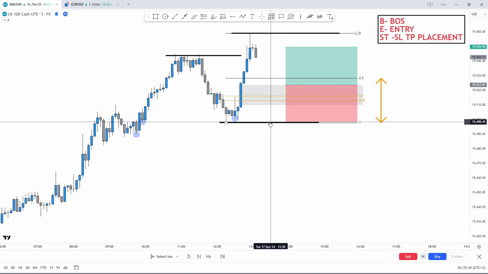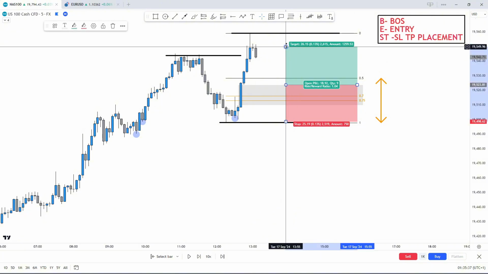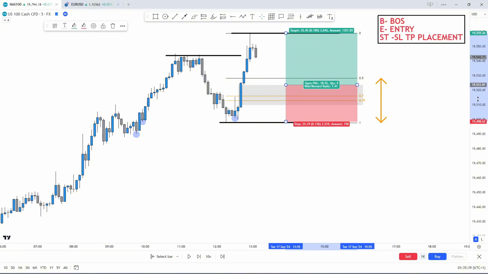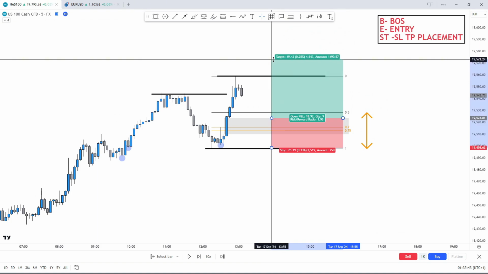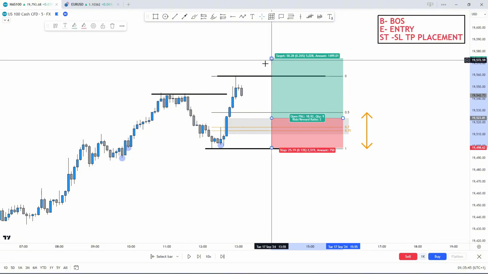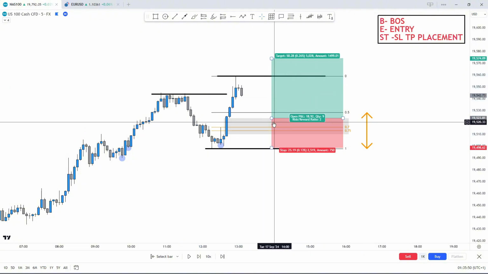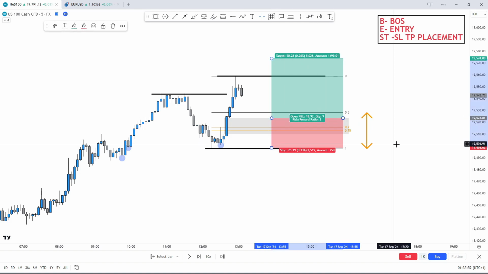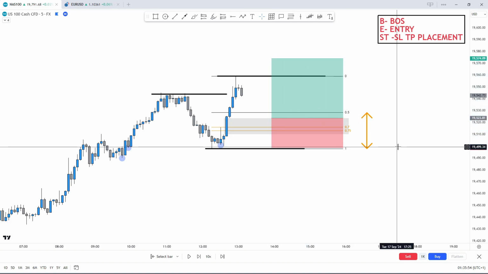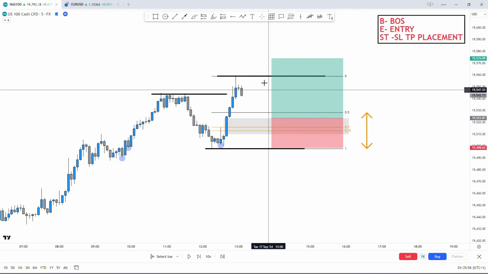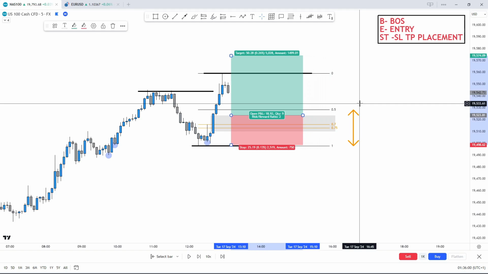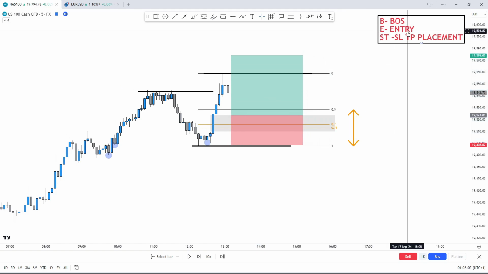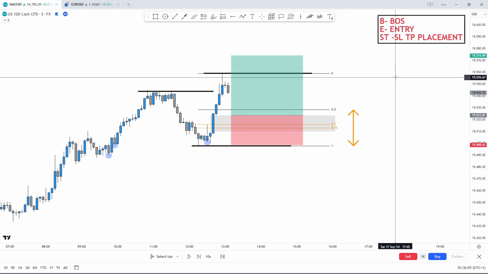Our TP will go at this high. However, this isn't a 1-to-2, and for me, I target minimum 1-to-2. And because we know price is going to formulate a new high above this previous high, then that is fine, and we can go for a 1-to-2 in this case. And our entry can go there. That is all fine. Very, very simple trade. Now let's play this out and let's see how it goes. Remember, all it took was these 3 steps: BOS, entry, and SL.